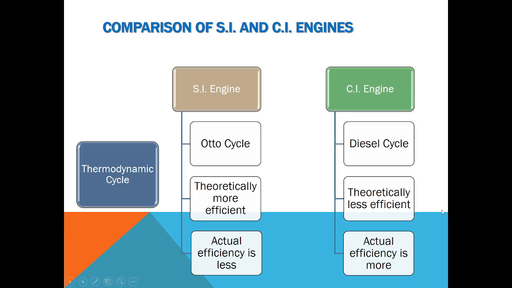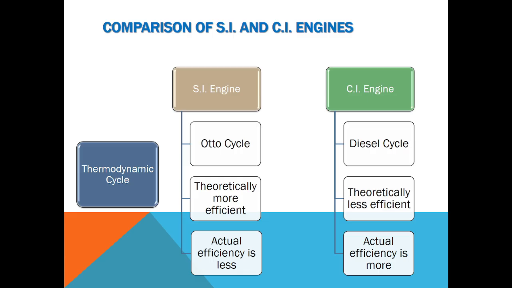Now finally we'll see the comparison of SI and CI engine. There are many points where we can differentiate the SI and CI engine. The spark ignition engine mainly has gasoline fuel like petrol. The CI engine has fuel like diesel. Now there are many differences, like their working.